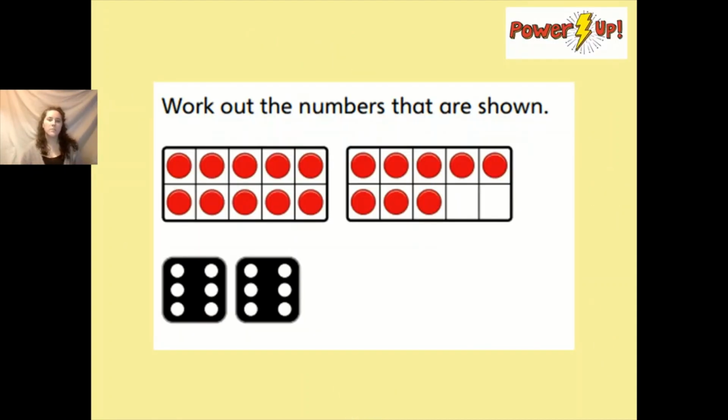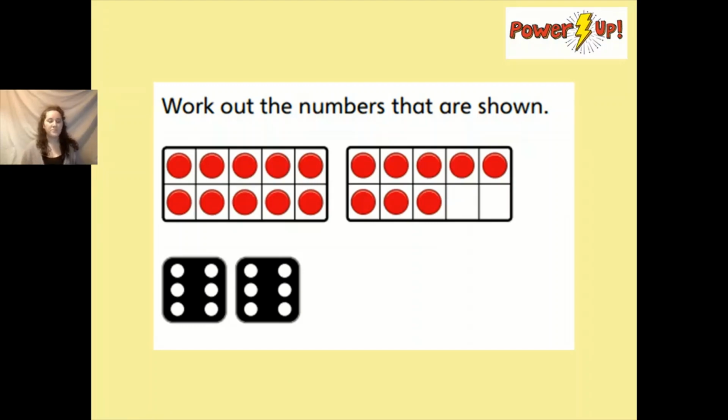Right, let's start by warming up those brains with a little power up. What we're doing today is working out what numbers are being shown on the screen, and I want to see if we can do it with our new skill of counting on. So think about how many are here and then count on to find the rest. Then think about how many are being represented on the first dice and then count on to find out how many there are in total. I'd like you to pause the video now and have a go at that on your own.